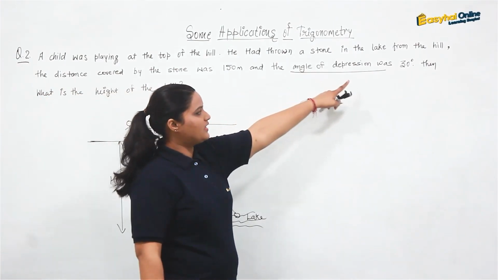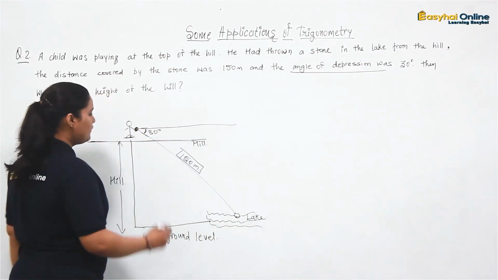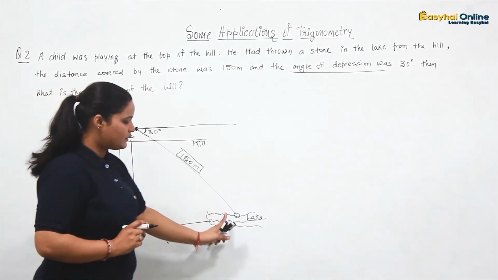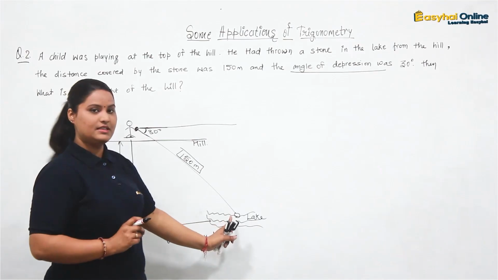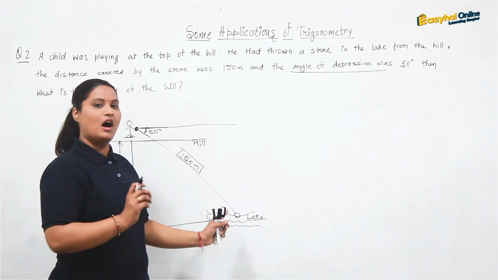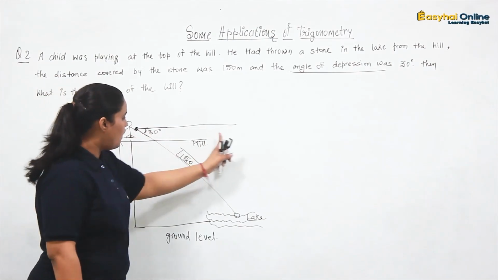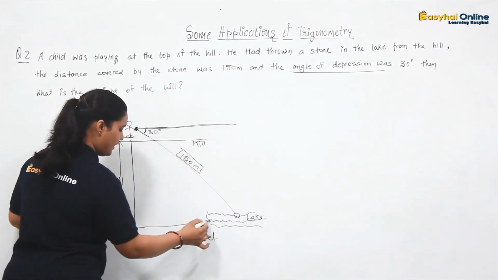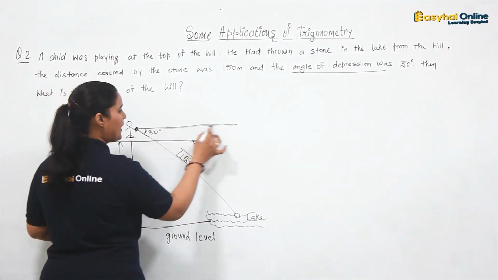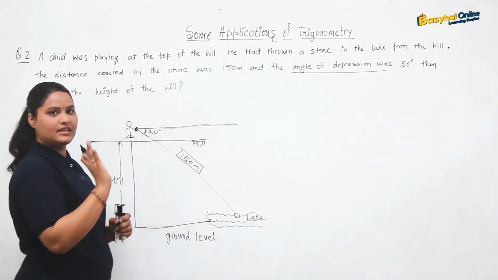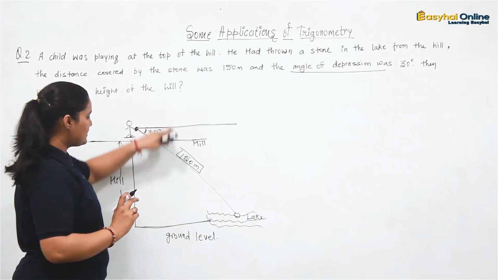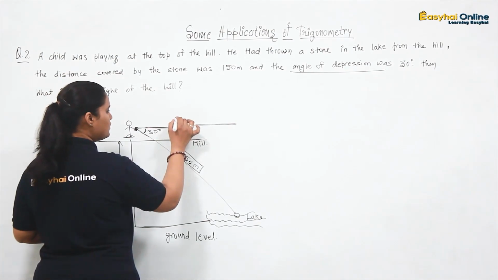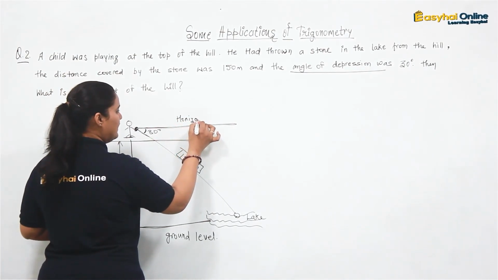And the angle of depression was 30 degree. Angle of depression, as I have told you, is always made in between the line of sight, or we can say the line of the object, how it is going, and the horizontal level. This is the ground level. If this is the ground level, then this is also parallel to it. It will also be a ground level. The angle between this and the hill is always 90 degree, so I assume that this is also a horizontal level.